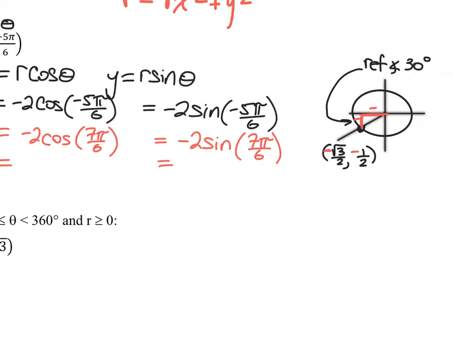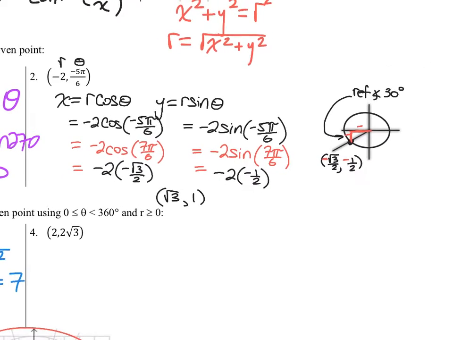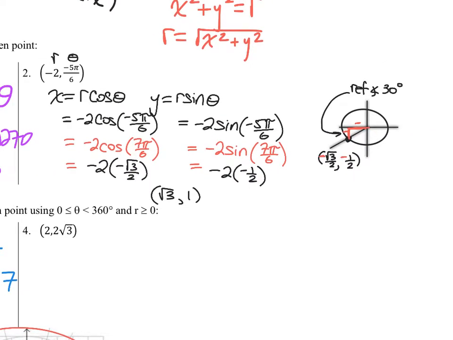All right. So we're talking -2 times -√3/2, and then -2 times -1/2. Clean them both up, and we're talking radical 3, comma, a solid 1. All right, so that would be your rectangular coordinates consistent with this set of polar coordinates. So there's a lot of background work going on here, but it's still very manageable.